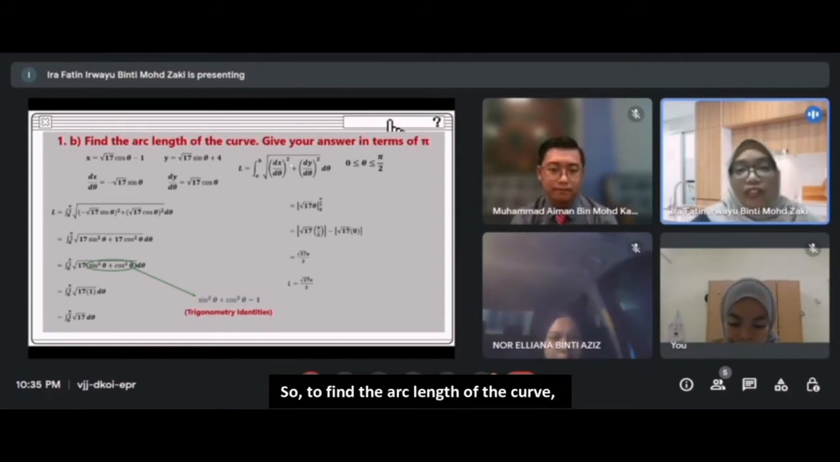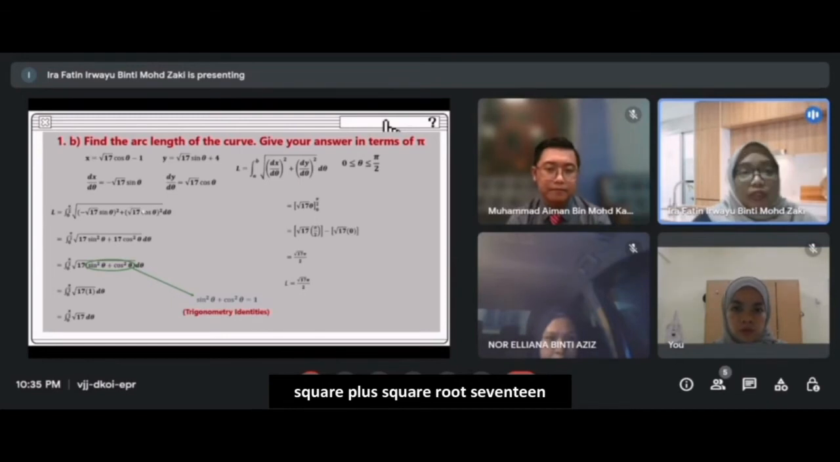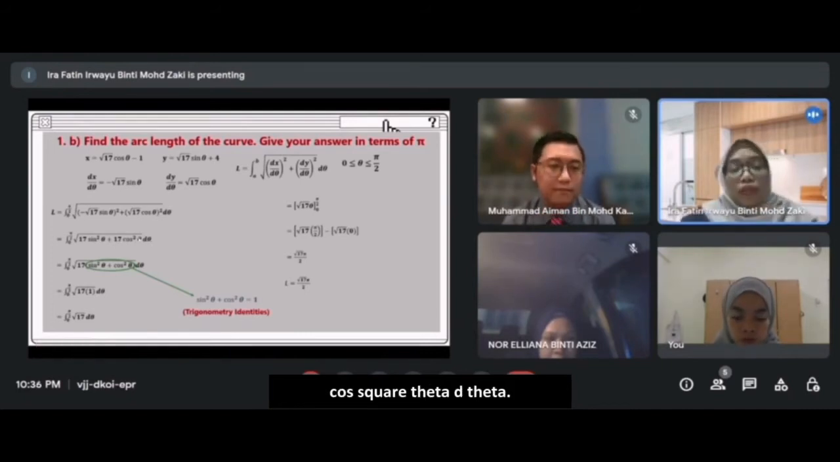To find the arc length of the curve, we can refer to the formula from the notes, which is L equals the integral from a to b of the square root of (dx over d theta) squared plus (dy over d theta) squared, d theta. So we substitute negative square root 17 sine theta squared plus square root 17 cos theta squared, d theta. And then we get 17 sin squared theta plus 17 cos squared theta, d theta.